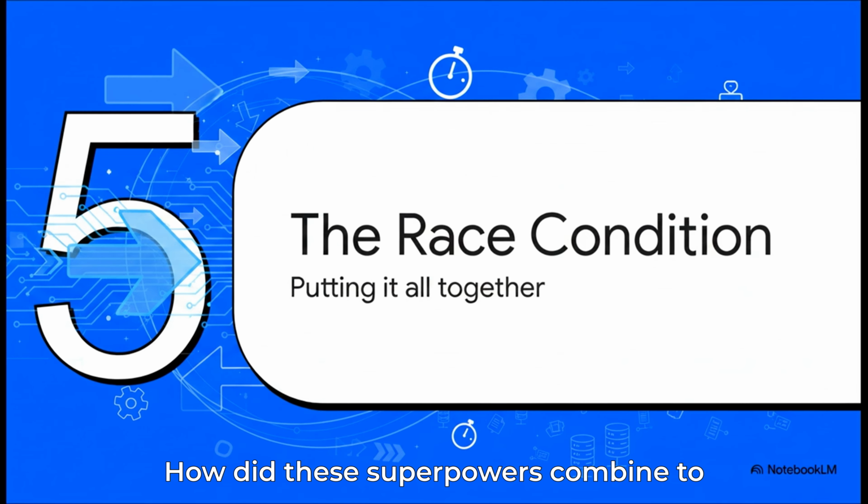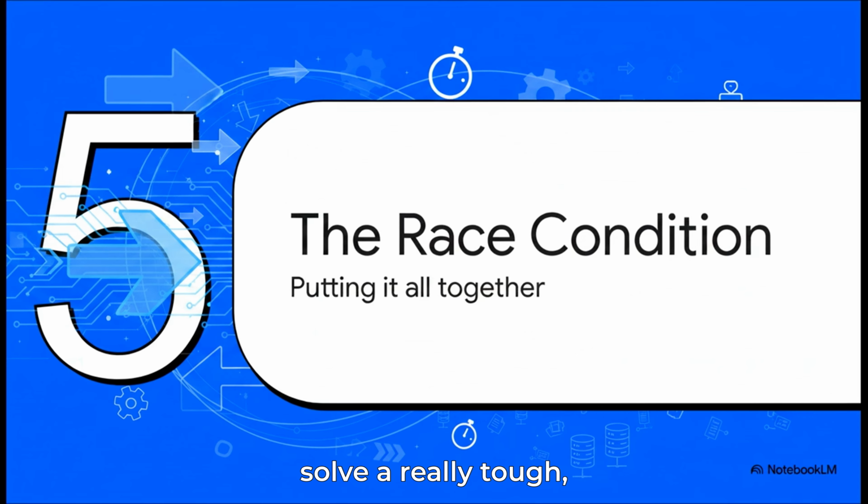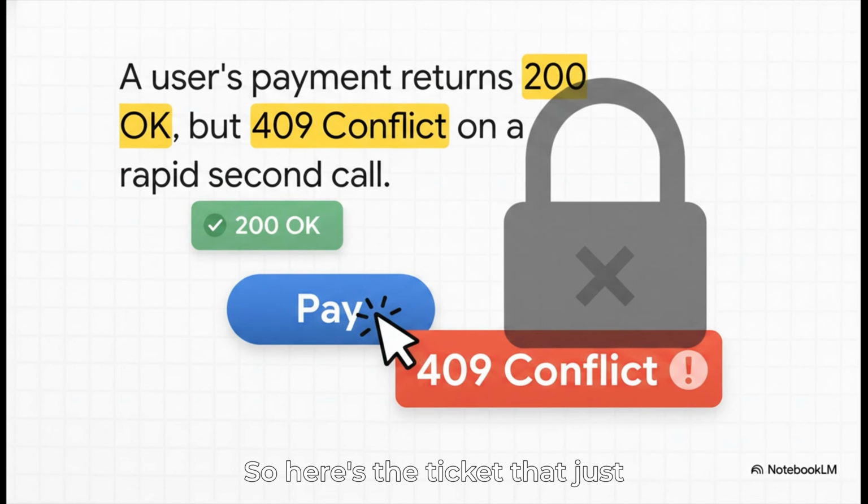Okay, let's put it all together. How did these superpowers combine to solve a really tough, real-world support problem? Let's take a look at a classic bug that is notoriously hard to reproduce: the race condition. So, here's the ticket that just landed on your desk. A user says when they accidentally double-click the pay button, the first payment goes through just fine, but the second one immediately comes back with a 409 conflict error, which then locks up their cart. Trying to reproduce this against a live system is next to impossible.